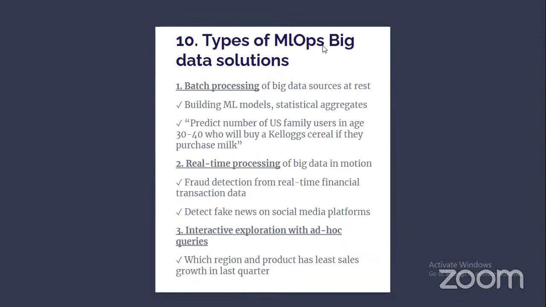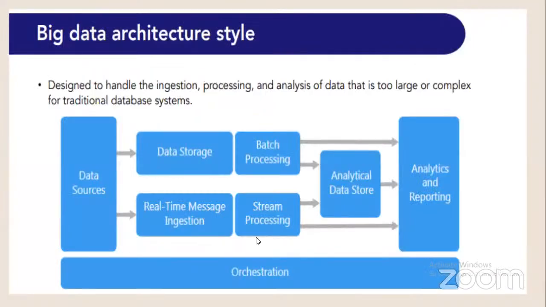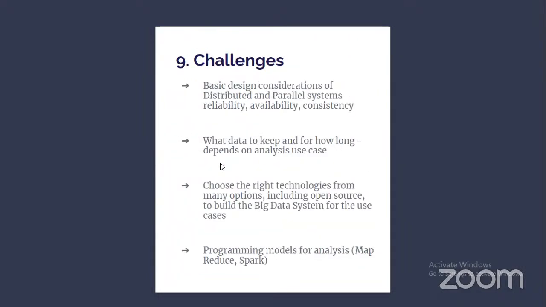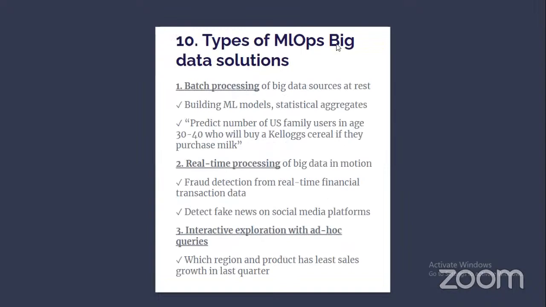So what are the different types of MLOps big data solutions, right? Batch processing: building models and statistical aggregates, where with data in batches you are training, evaluating, and deploying the model. Real-time processing as well, of big data in motion, right? When you have big data in motion, the machine learning models help to process real-time data and continuously integrate and upgrade the trained model for the user experience. Then interactive exploration with ad hoc queries, and detecting fake news. Yeah, these are various examples of the types of MLOps big data solutions.